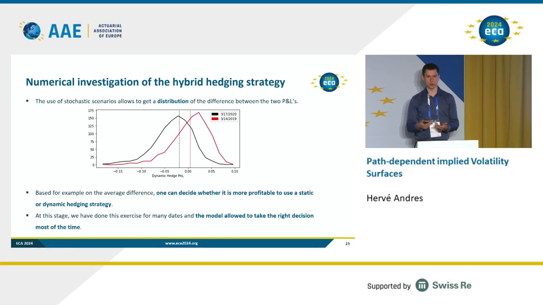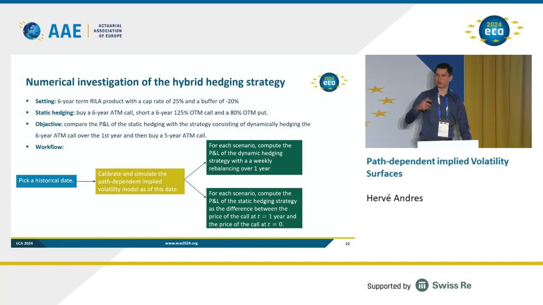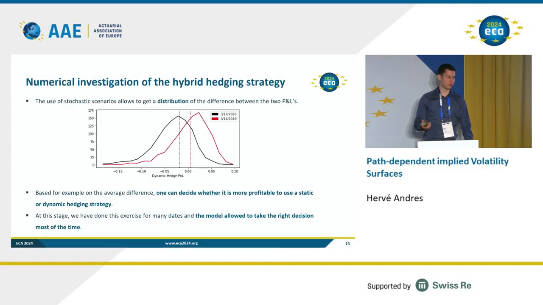And so, based on this workflow, you are able to derive the distribution of the P&L of both strategies, and in particular, you can compute the expectation of the P&L for both strategies, and you can decide on other risk measures, but let's say we take the expectation, and you say, okay, the expectation of the P&L of the static hedging strategy is above, so I prefer to statically hedge. And now you can say, here at the historical date that I picked, well, I know what happened. I have the historical path, so I can compare what the model told me to do to what was effectively the best action to perform.